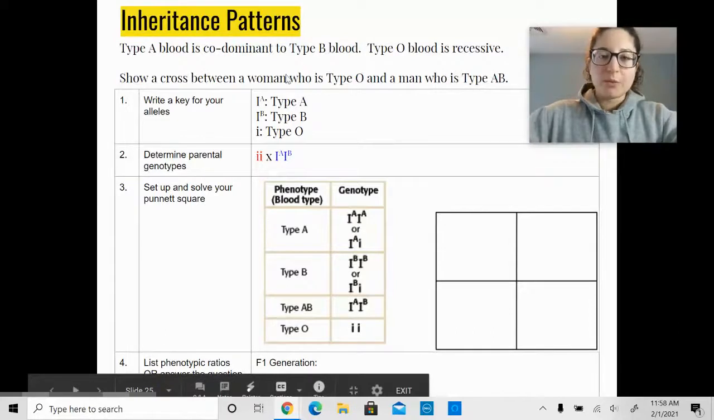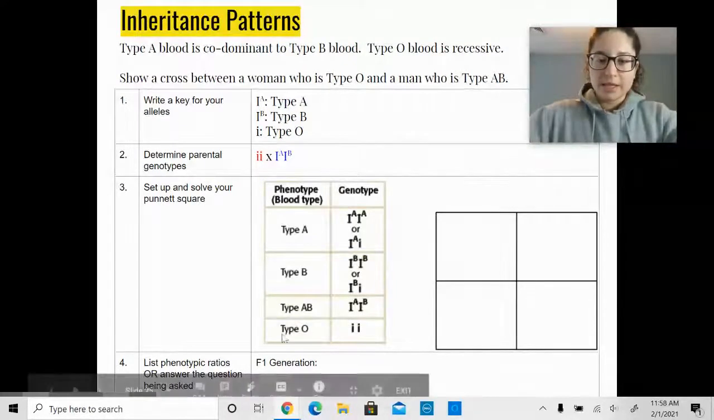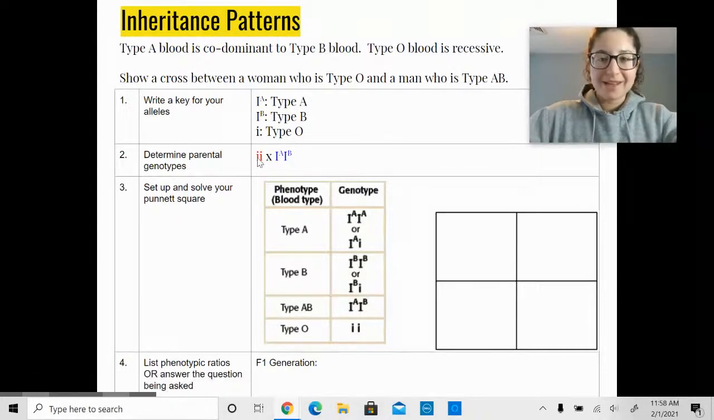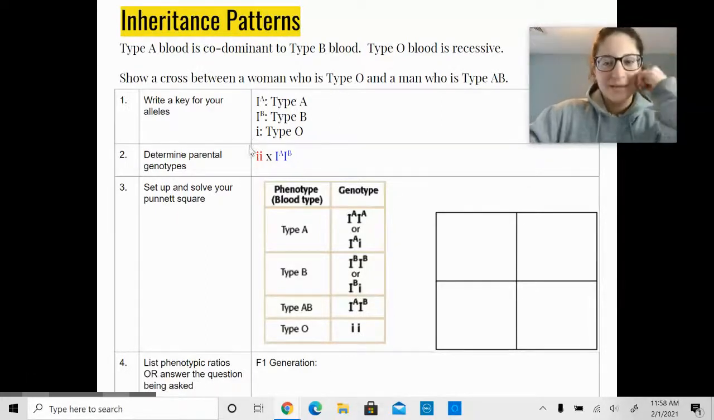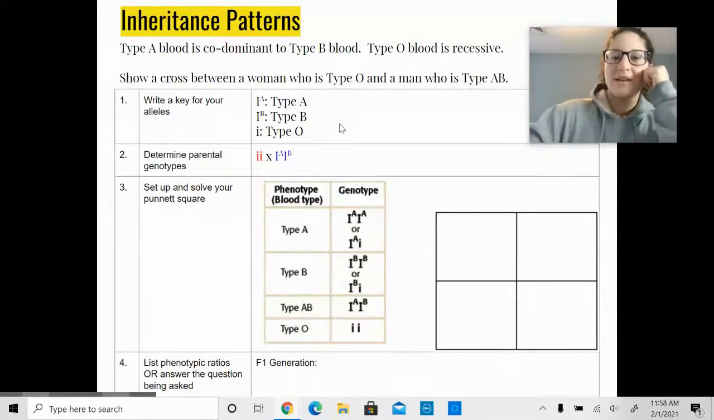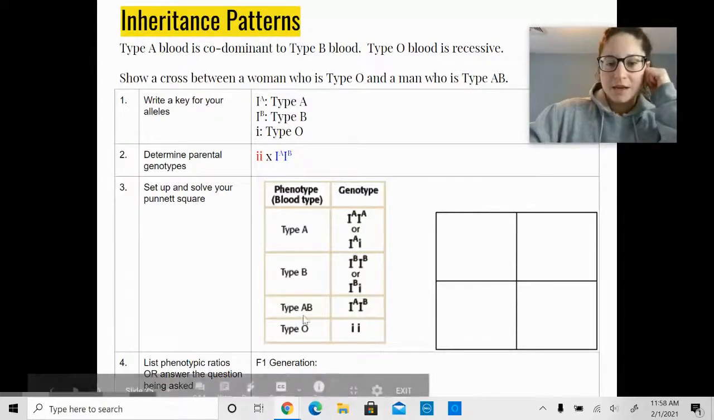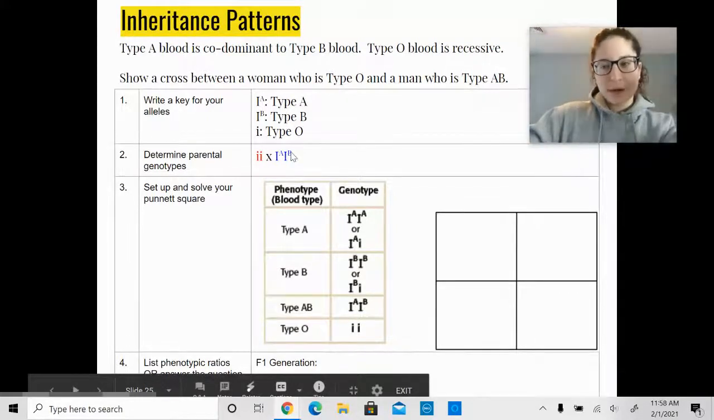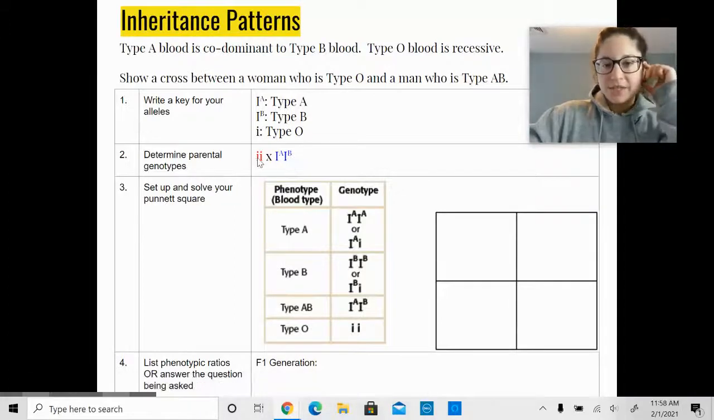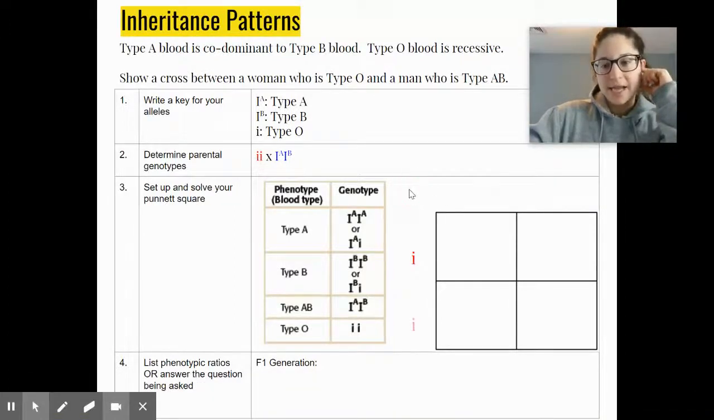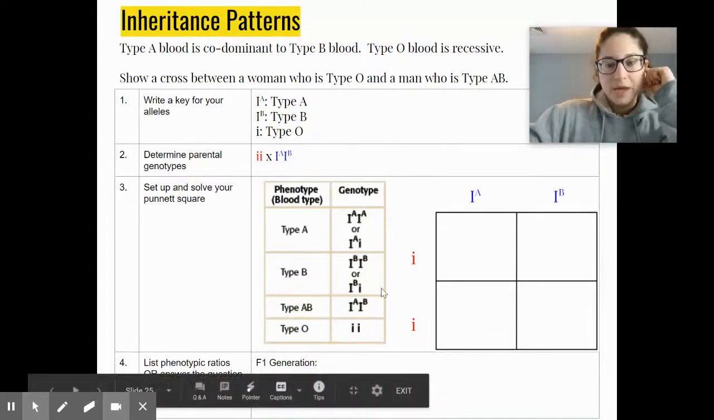So when we have a woman who is type O blood, type O has to be little i, so her genotype is ii, and then if the person is type AB blood it is IA, IB, so that's what we see right here. Again, we fill in our Punnett square the same way. So we take mom's genotype, ii, and write it down the side. We take dad's genotype and write it across the top, so IA and IB.